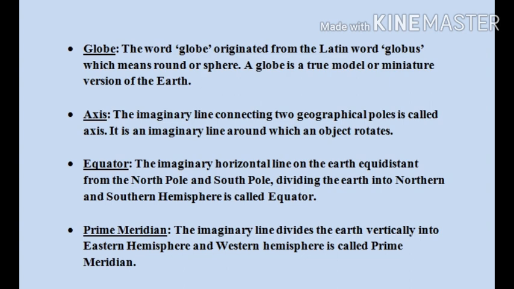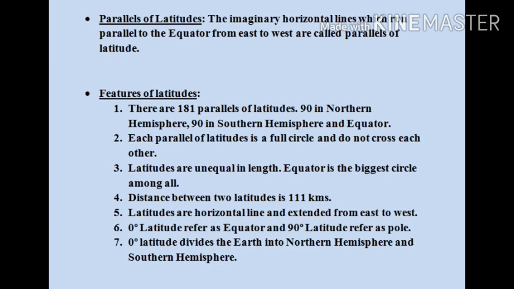Then after we learn about prime meridian. What is prime meridian? Prime meridian is an imaginary vertical line which divide the earth into eastern and western hemisphere. Now next we learn about parallels of latitudes. So the imaginary horizontal lines which run parallel to the equator from east to west are called parallels of latitude.